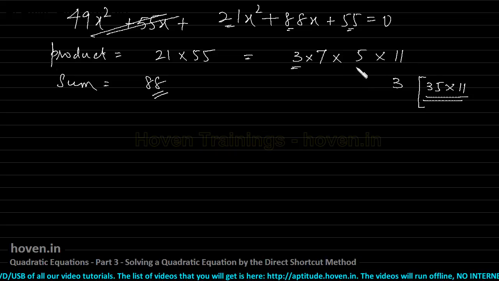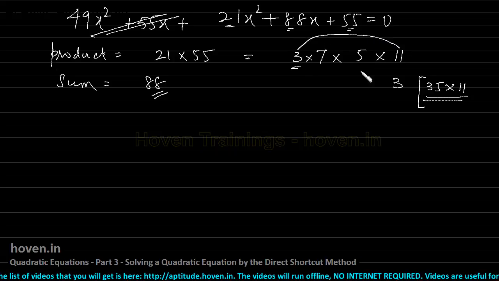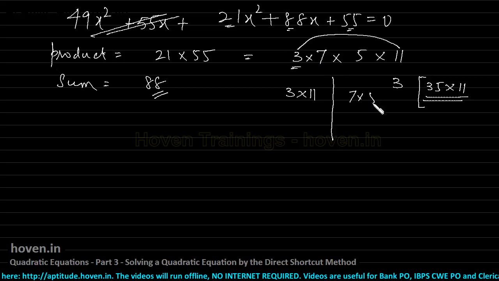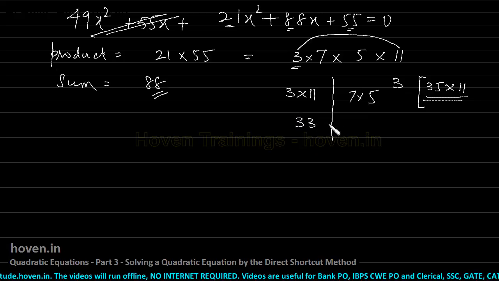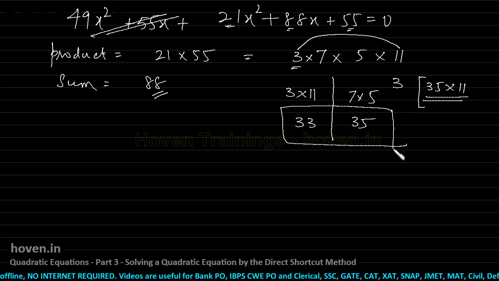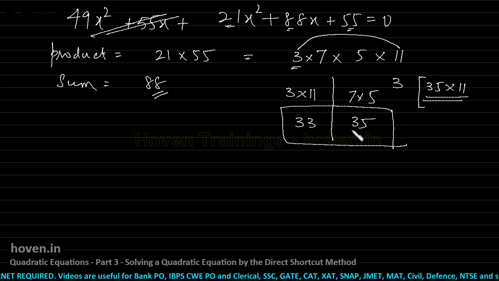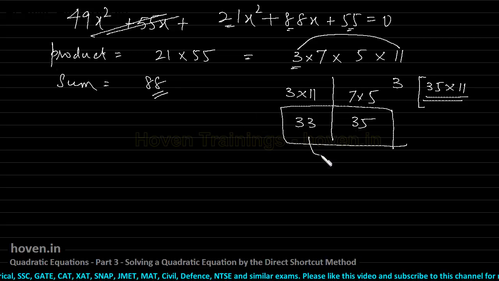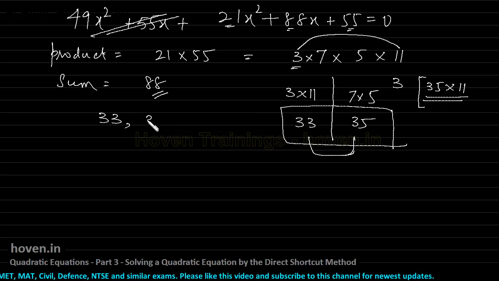After making some trials, we can easily see that we will have to partition them in such a way that 3 and 11 come together in one compartment and 7 and 5 come in the second compartment. This will be 33 and this will be 35. After a few guesses, you can arrive at this pair. This pair will obviously multiply to 21 by 55, because it has been derived from this one only. 3 into 11, 33 into 7 into 5, the same thing. But their sum is 88. Take some time to understand this method. So in this case, our hunt for numbers is 33 and 35.